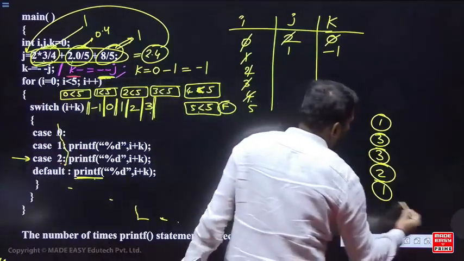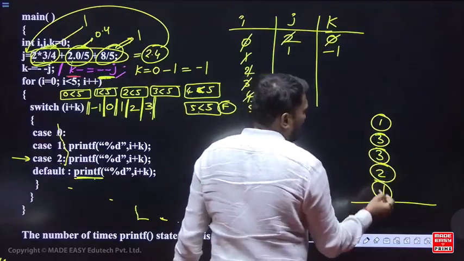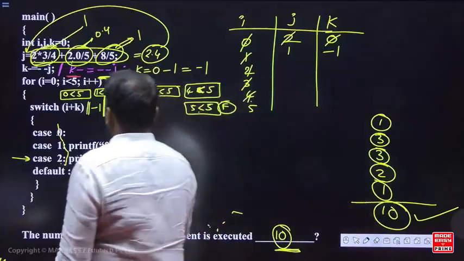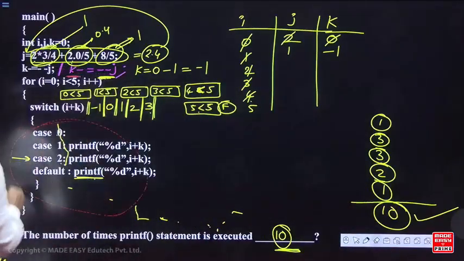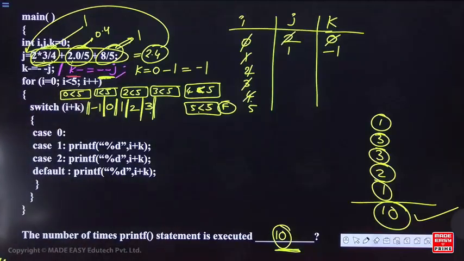So how many times is printf executing here? Look here, add them up: 4 plus 5 is 9, 9 plus 1 is 10. So 10 times total printf is executing. Is this clear for everyone?